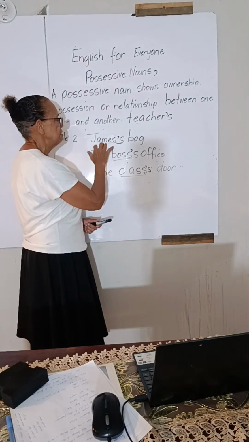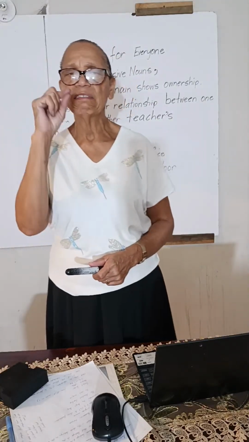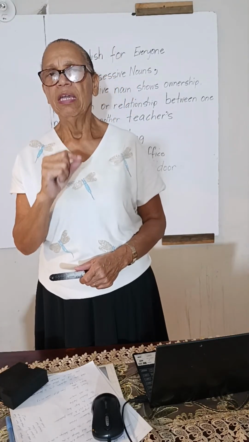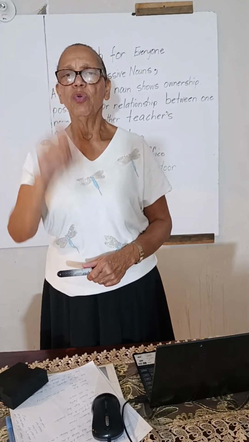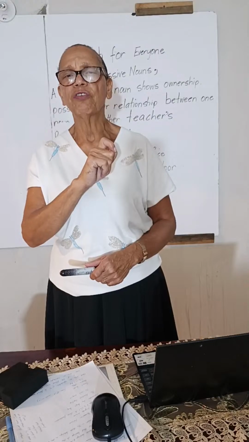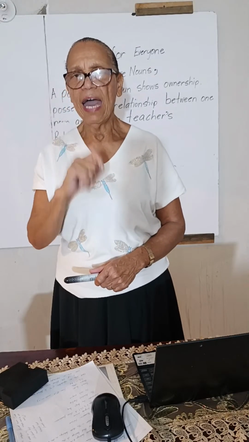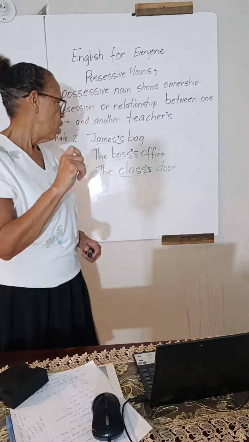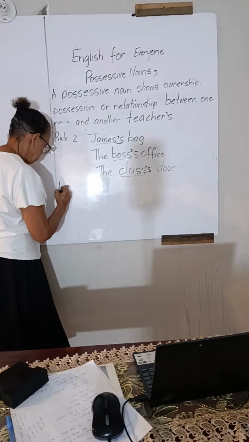So these words are singular. And whenever you find a word that is singular, if it ends with an S, you have to add the apostrophe and then add another S. All right, so that's rule 2. Now, rule 3.